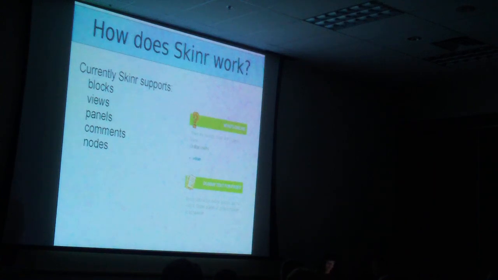So the other really exciting thing about Skinr is that it supports blocks, as I've been mentioning. It also supports views. So when you add a style, it shows up as a view style. It supports panels. So what you add shows up as a panel style. Comments, when you go edit the content type, you get options for styles and comments. And nodes. And by nodes, I guess I mean content types. Because that's a setting that you have available through the edit content type, it's not on a per node basis, it's on a per content type basis.